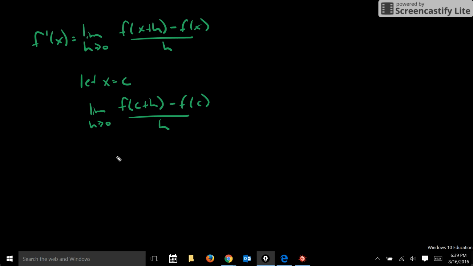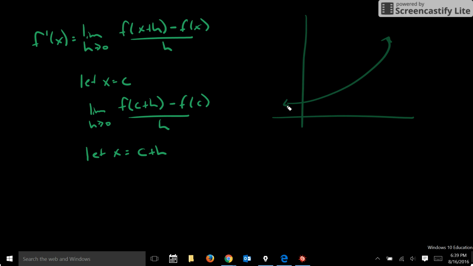Okay, next thing I'm going to do is let x equal c plus h. All right, now hold on. You might be thinking, why can we just do that if we did this here? So let's think about what's going on graphically and why we're allowed to do that.